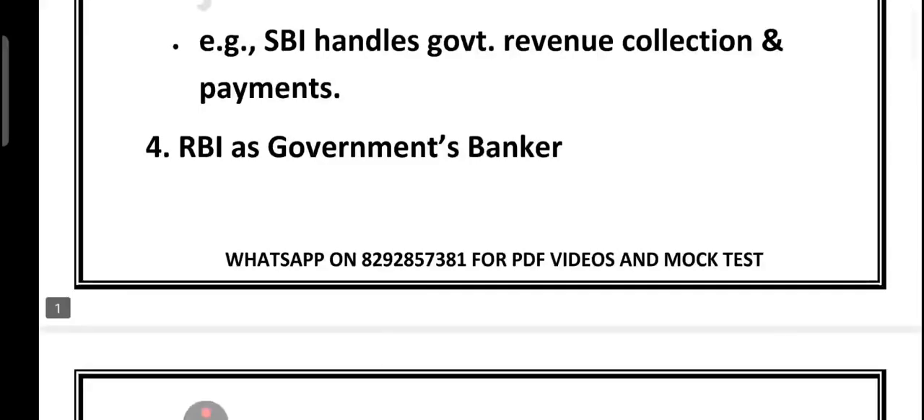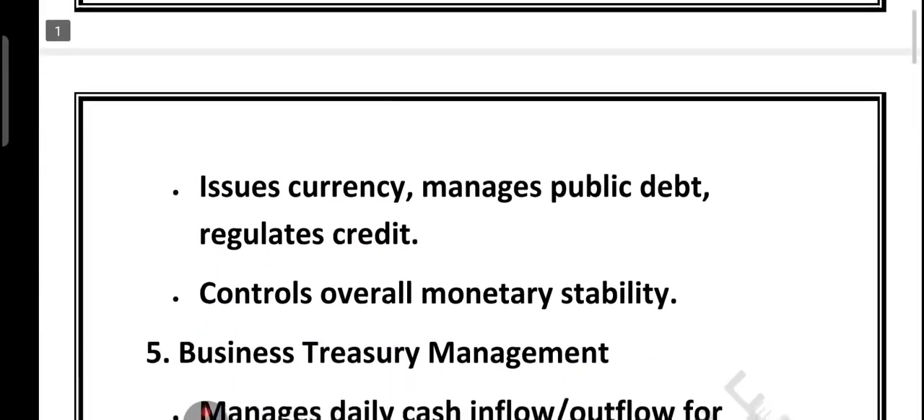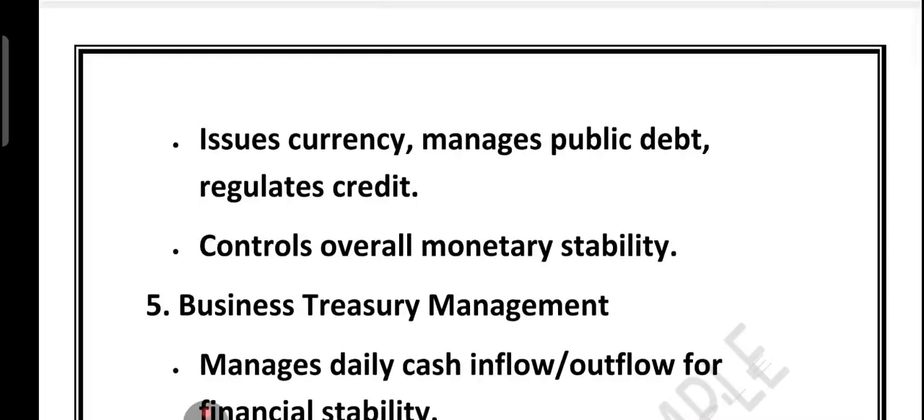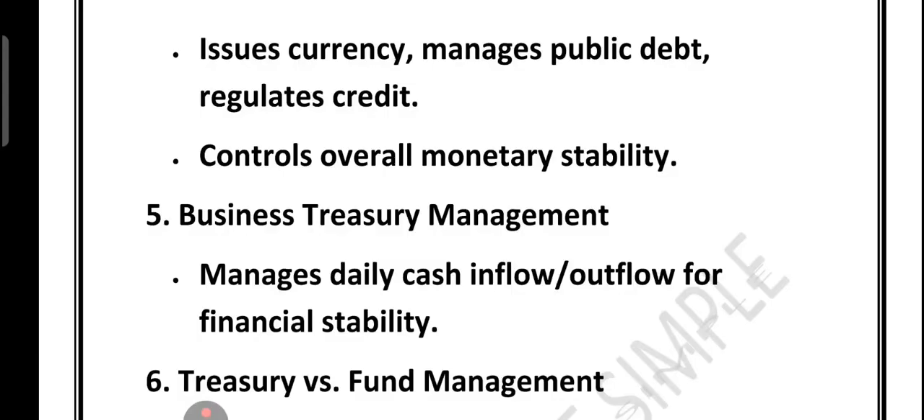Now friends, let's come to the RBI. RBI is called Reserve Bank of India. They act like a bank to the government, right? They issue currencies, they manage public debt, they regulate credit in the economy. Through this function, RBI ensures overall monetary stability in the country.